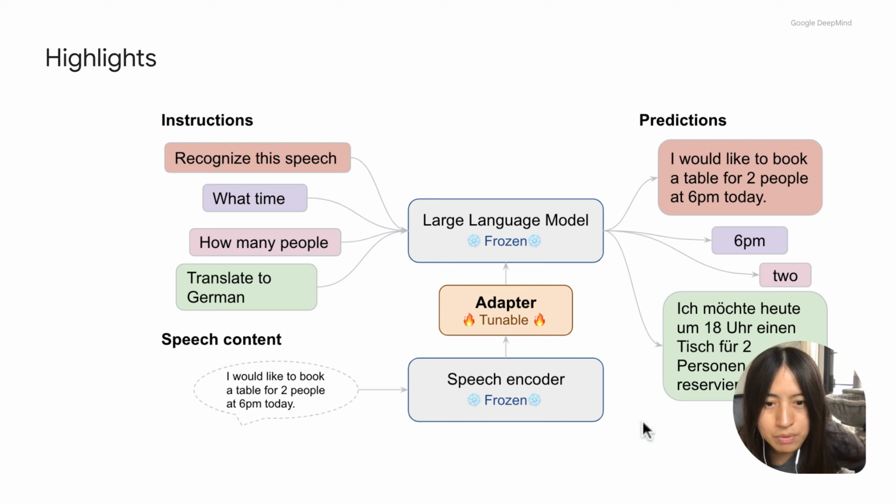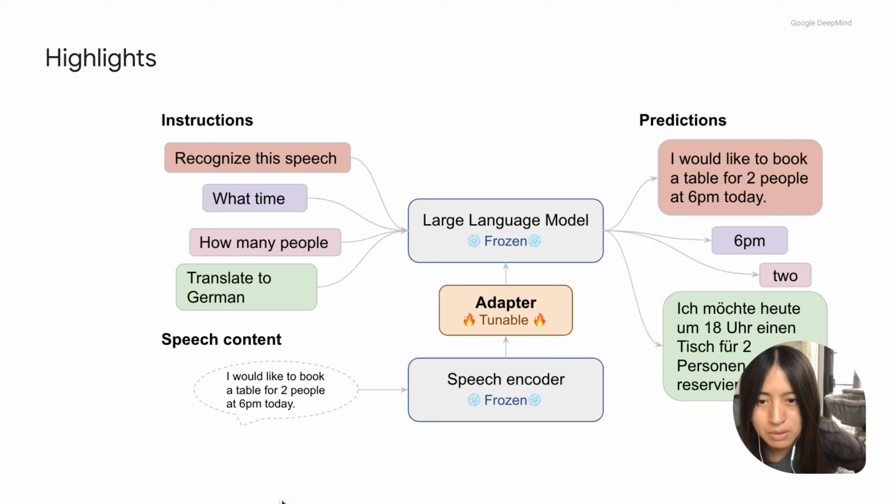Say we have a frozen speech encoder here, and we have a pre-trained large language model here. SLM basically just trains adapter layers between these two foundational models, and then enables a large language model to also be able to handle the speech content.